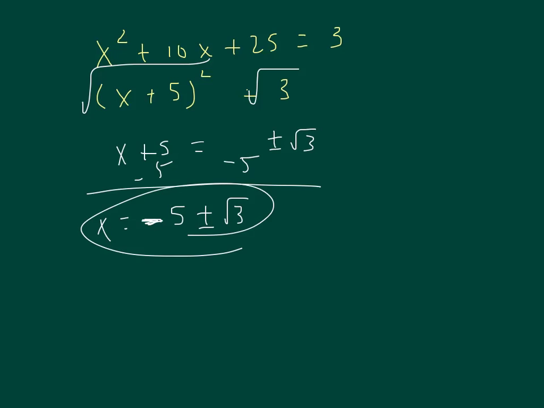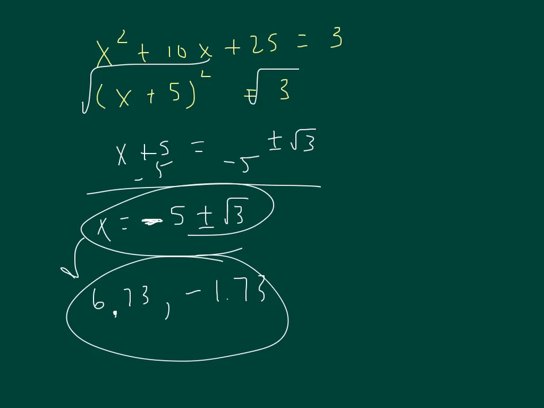That is a real answer. It's just not a rational answer. But we could approximate it. Negative 5 plus and minus the square root of 3. Well, the square root of 3 is around 1.73. So that would be negative 3.27 and negative 6.73. Those would be our two approximations for that answer. But this is the preferable answer.